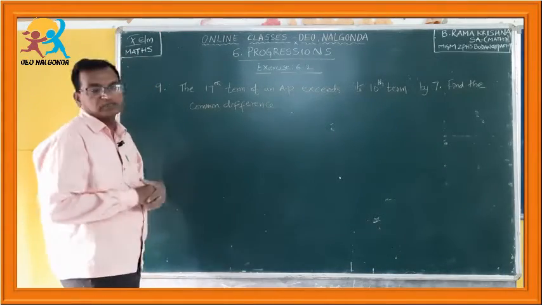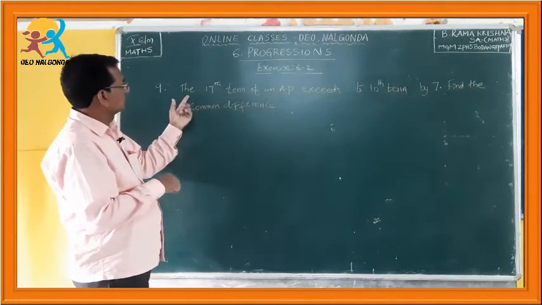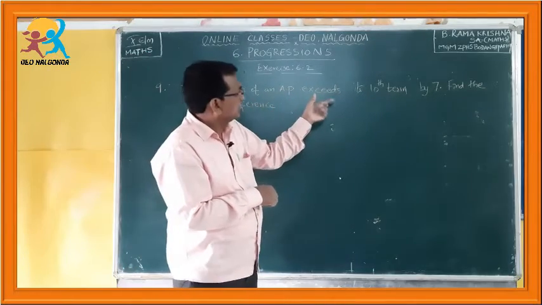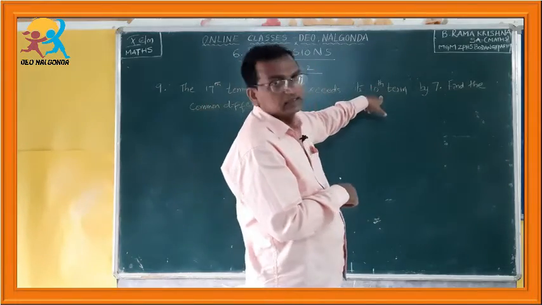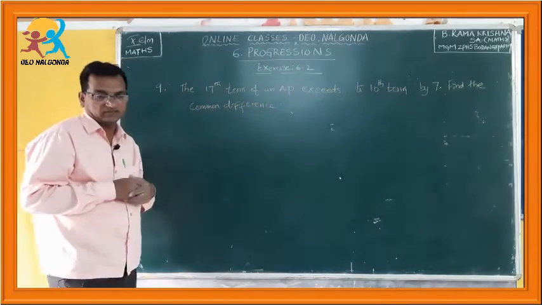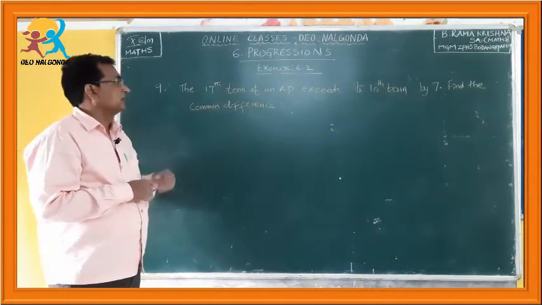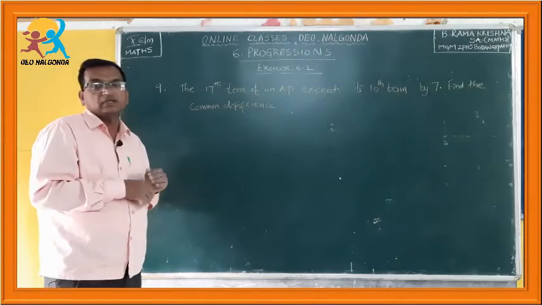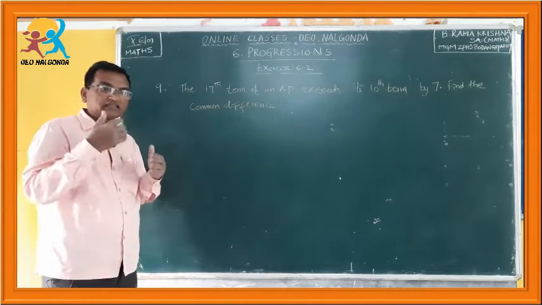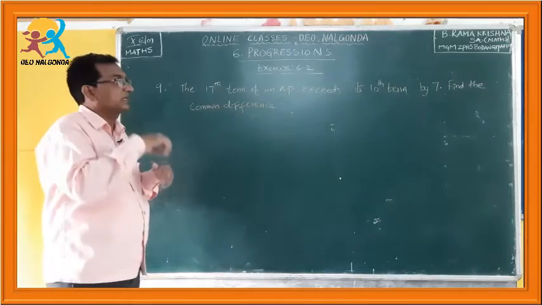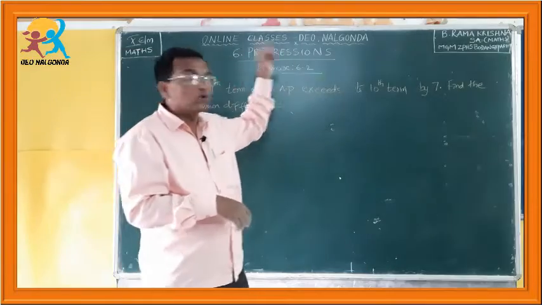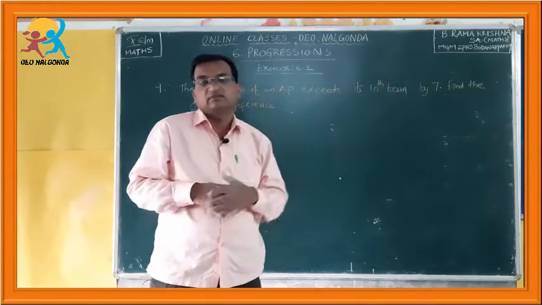Now, moving on to the 9th question. Here the question goes like this: the 17th term of an AP exceeds its 10th term by 7. Find the common difference. Try to understand this. The 17th term of a certain AP exceeds, which means what? To understand the word exceed, it means it is more than the 10th term. So the 17th term is more than the 10th term by 7.